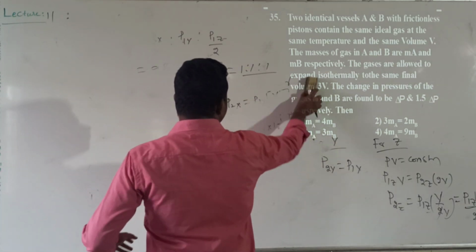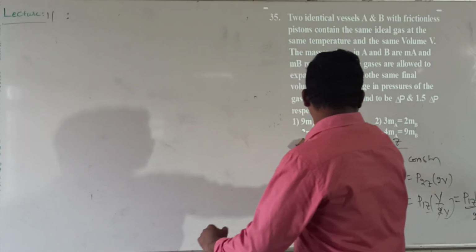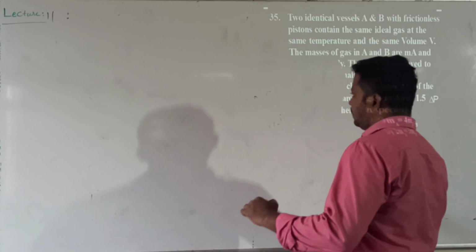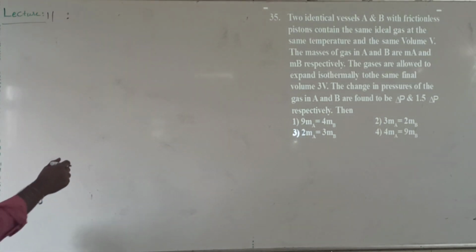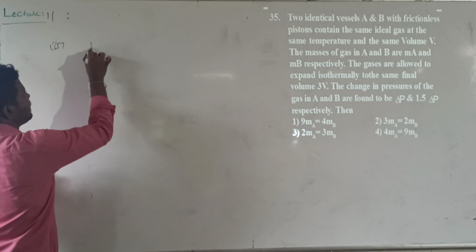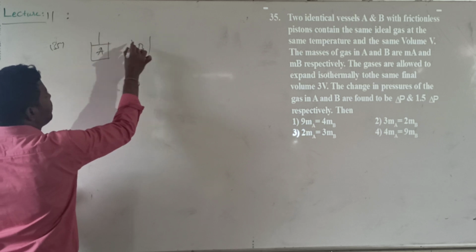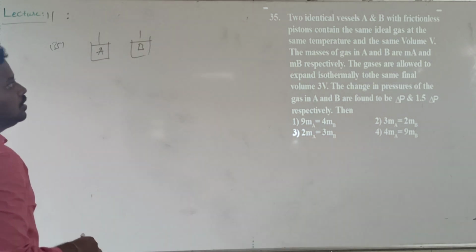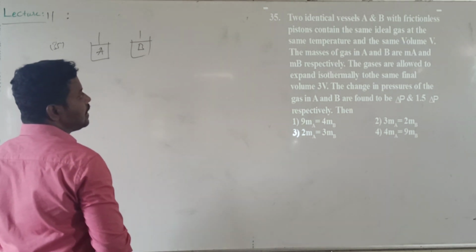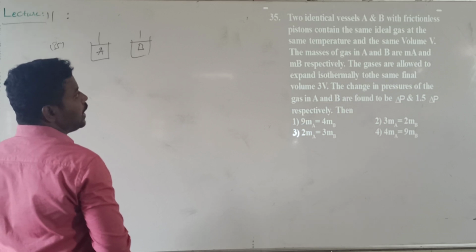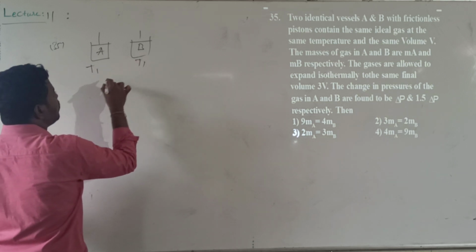So what is this question? Two identical vessels A and B, cylinders, each fitted with a frictionless piston, contain an ideal gas at the same temperature. Initially, both the temperatures are the same, and their initial volumes are also the same.